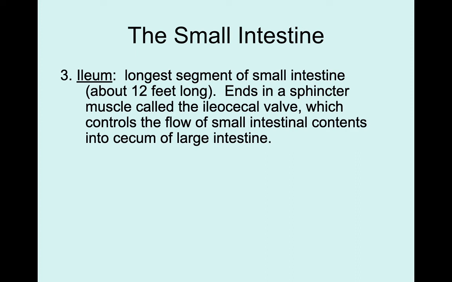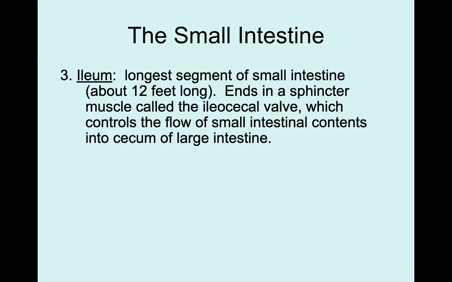So the ileocecal valve is a sphincter muscle that controls the flow of contents from the small intestine into the cecum of the large intestine. And it's going to prevent backflow of materials from the large intestine into the small intestine. Because in the large intestine we have bacteria that we need to have there that we do not want in our small intestine. So this ileocecal valve is going to close to help prevent materials, including those bacteria, from getting back up into the small intestine.